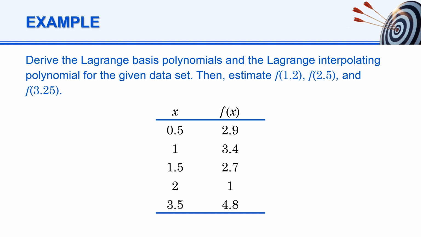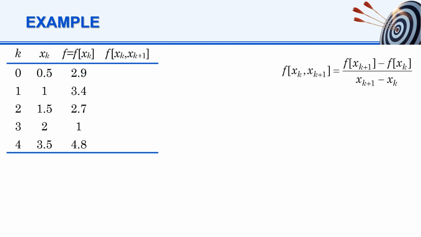Now, as an example, let us consider deriving the Lagrange basis polynomials and the Lagrange interpolating polynomial for the given dataset. Then, we will estimate the function for x equals 1.2, 2.5, and 3.25. We will first construct the divided difference table.